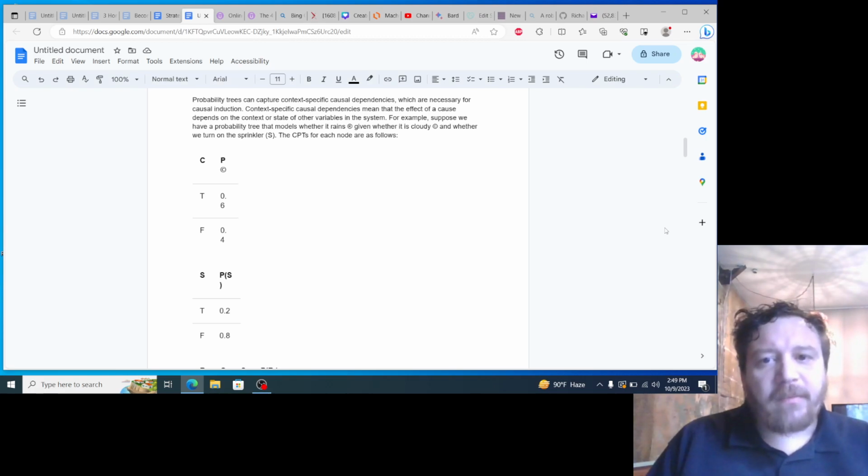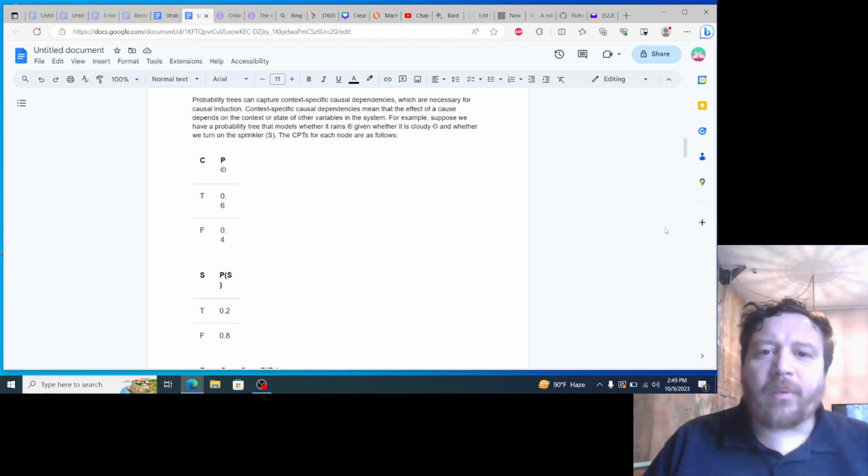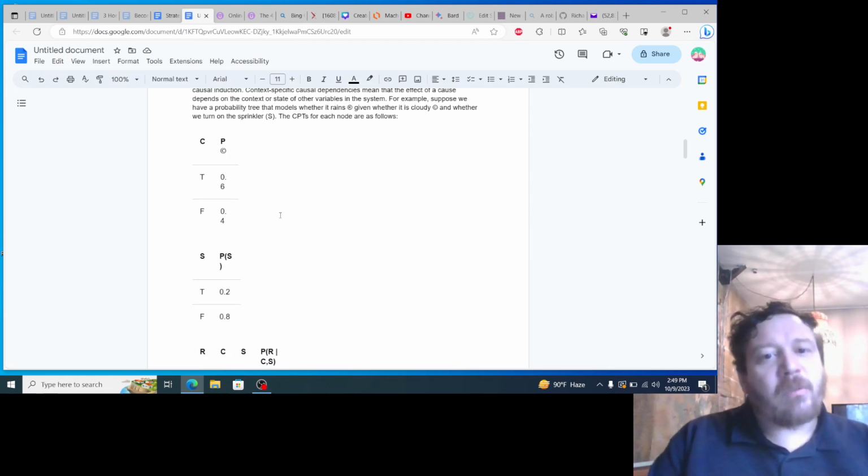Context-specific causal dependencies mean that the effect of a cause depends on the context or state of other variables in the system. For example, suppose we have a probability tree that models whether it rains given whether it's cloudy and whether we turn on the sprinkler. The CPTs for each node are as follows.